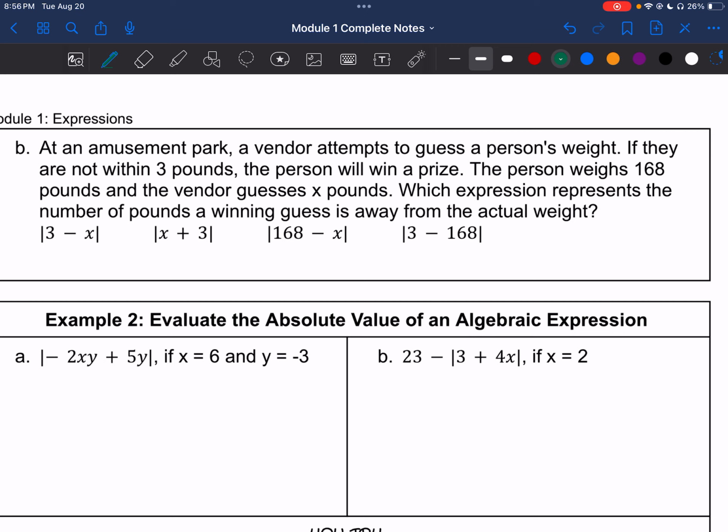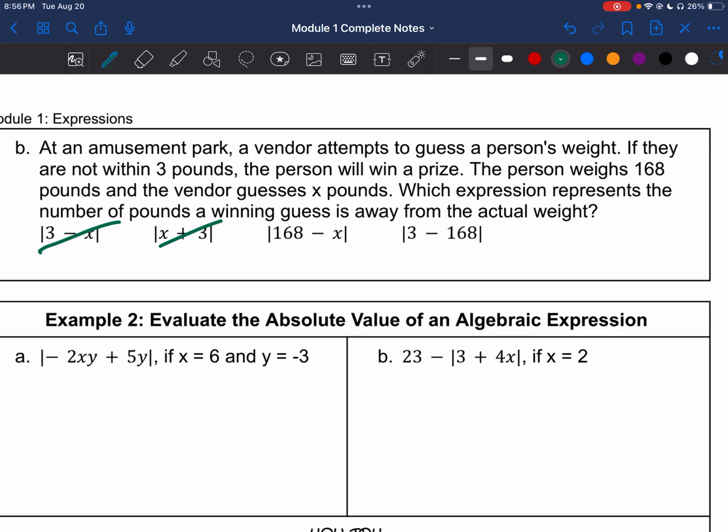If we are taking 3 and we're subtracting the person's weight, let's just say, for example, they said 170, and you do 3 minus 170, you're going to get negative 167. Does that really make any sense in this one? So that one's out. In the next one, we have, let's say again, if they guessed 170, 170 plus 3, does that tell us anything about how close they were in their guess? No, so it's out.